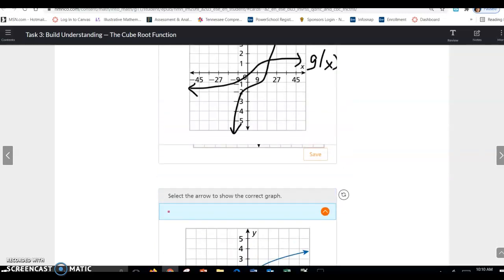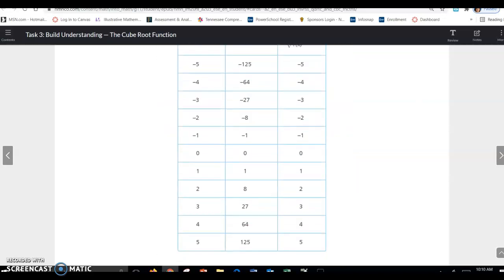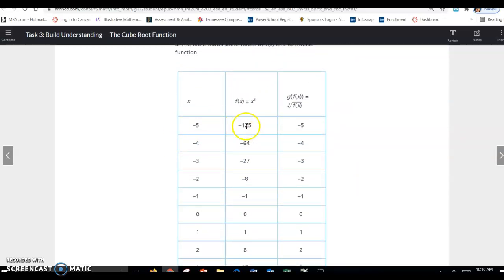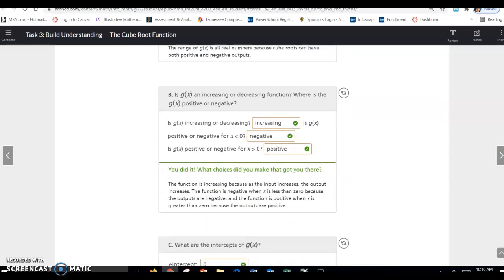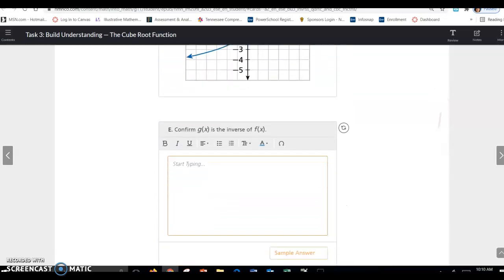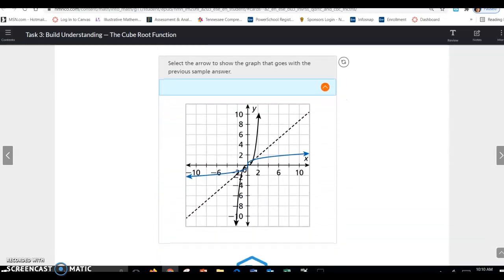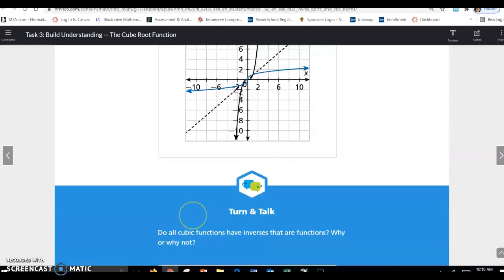They're going to do it by doing a composition of functions where they put in x to f of x, and then they put it in the next function g of x, and then they got the original values. So composition of functions shows that they are inverses. All right, select the arrow to show the graph that goes with the previous sample answer. So here there's a sketch much better. This would be f of x, and the blue line here is g of x, and you can see that it is a reflection across that y equals x.